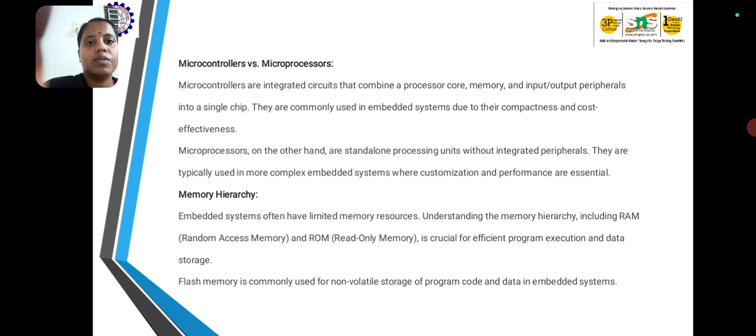Memory architecture. Embedded systems often have limited memory resources. Understanding the memory hierarchy, including RAM, that is random access memory, and ROM, read-only memory, is crucial for efficient programming, execution, and data storage. Flash memory is commonly used for non-volatile storage of program code and data in the embedded system.